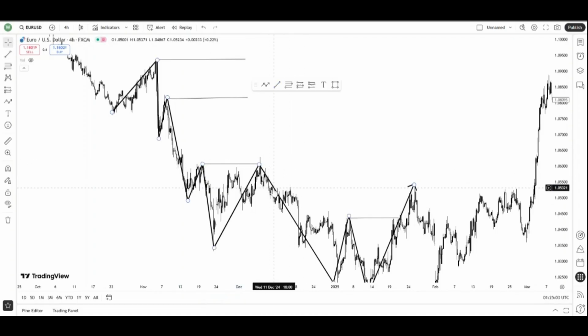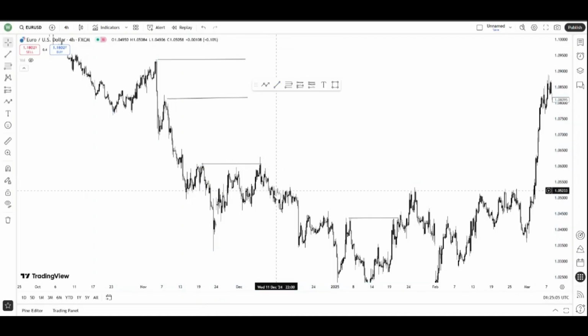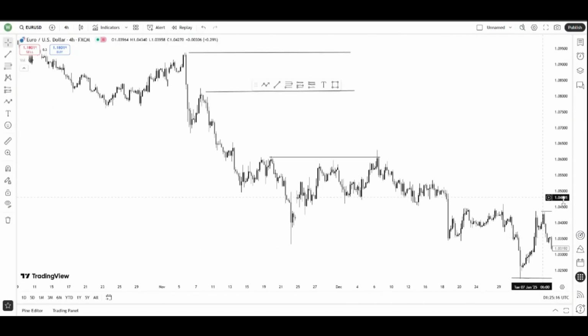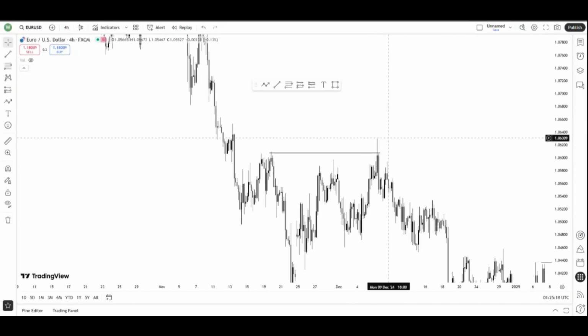Now whenever you see the market sweeping a high with the wick, let me zoom in so you see what I'm saying. When you see the market sweeping any high or low with just the wick, this is called the wick and this is called the body of the candle.